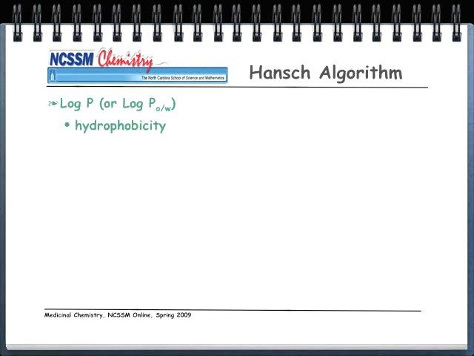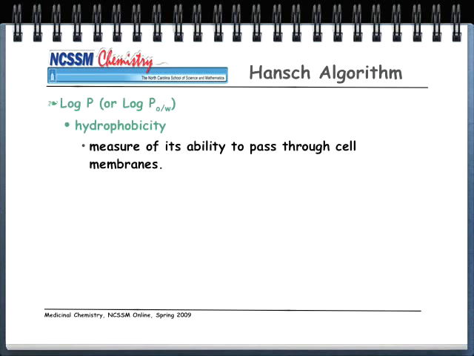And basically, log P's, as you should know by now, are looking at hydrophobicity. I think I've been using the term lipophilicity most of the time, how lipophilic is the drug, and that's equivalent to hydrophobic. Okay, and basically this is a measure of its ability to pass through a cell membrane. So you should know by now that if something has a high log P, it has a pretty good ability to pass through a cell membrane.